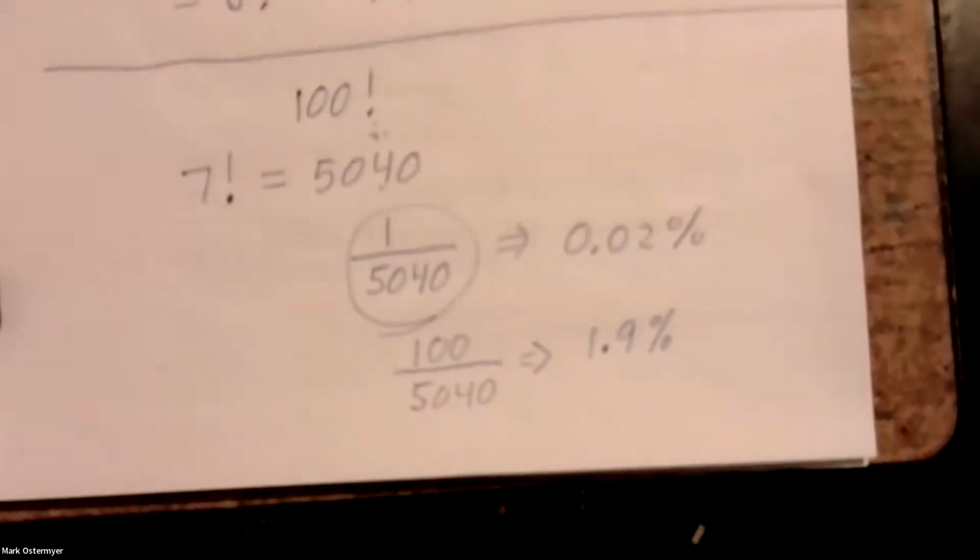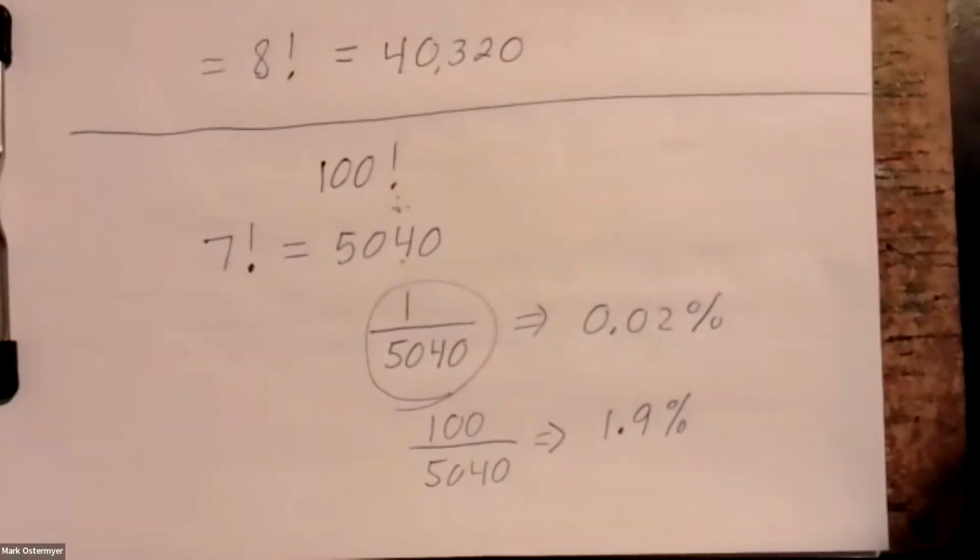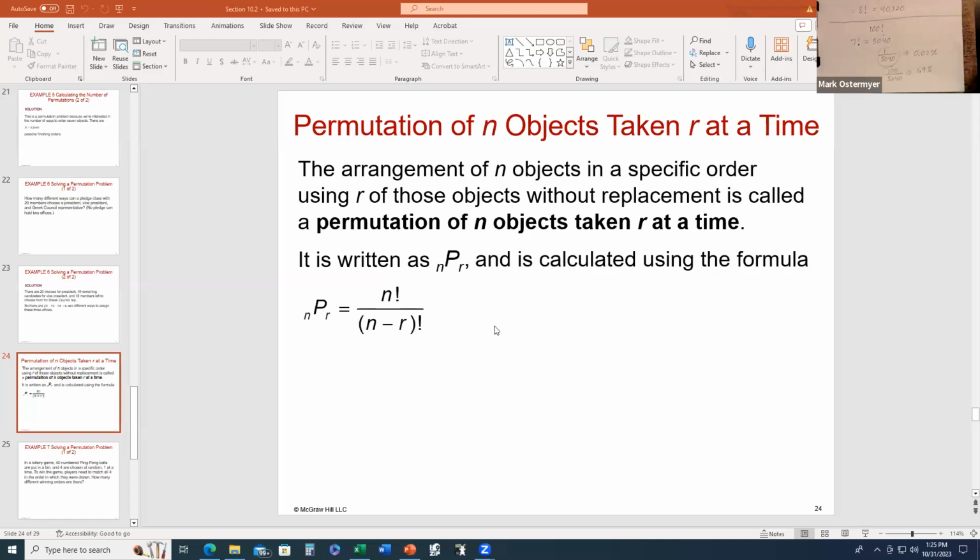Isn't that amazing? Does it work the same way on the TI-30? Yes. All right, good. Well, that's good to know. It works the same way. All right, that's called your permutation function.